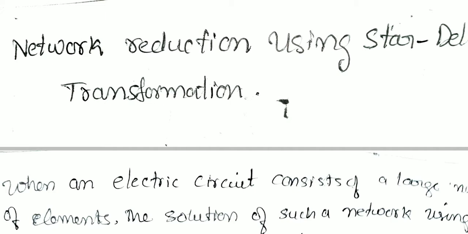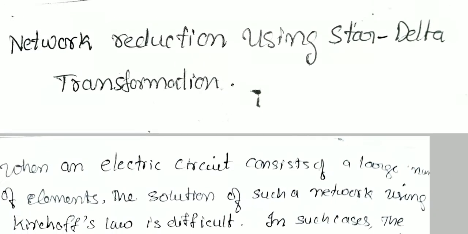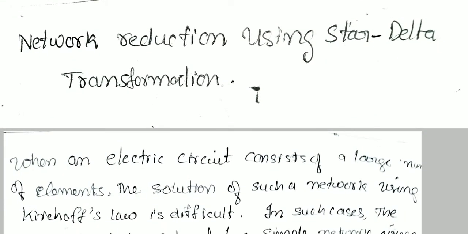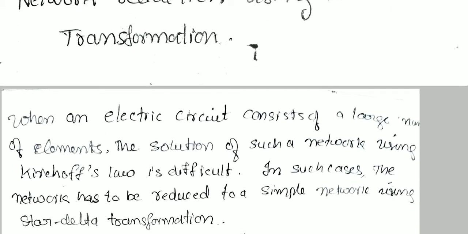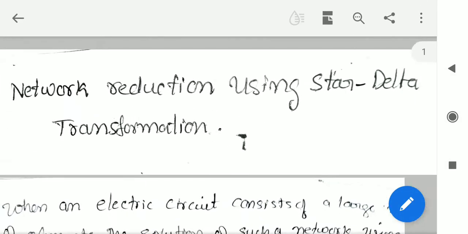While reducing the elements, you know that if the resistances are connected in series, we can add them. If they are in parallel, then also we can reduce them. In some cases, we cannot apply the series or parallel combination formulas. At that time we have to reduce them into a simple network. In order to do that, we use a transformation called star to delta transformation.